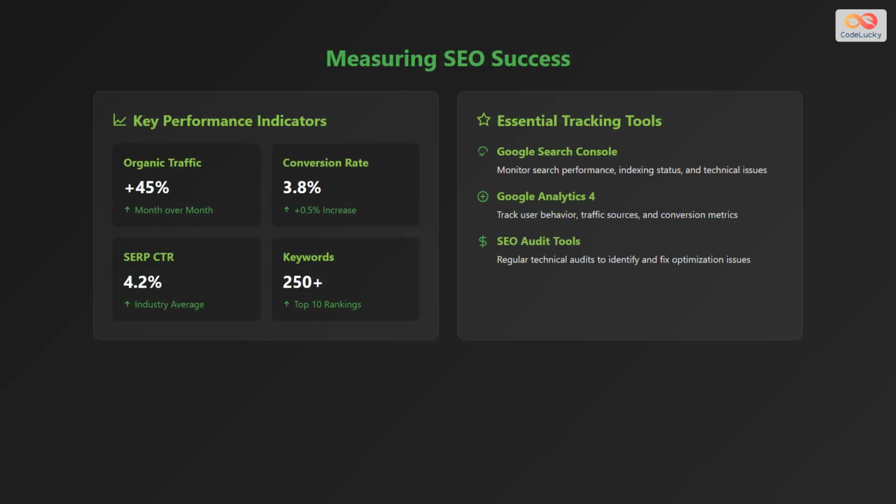Let's see how to measure search engine optimization success. Some of the key performance indicators, or KPIs, are organic traffic, conversion rate, search engine results page click-through rate, and keywords. Some essential tracking tools are Google Search Console to monitor search performance, indexing status and technical issues, Google Analytics 4 to track user behavior, traffic sources and conversion metrics, and search engine optimization audit tools for regular technical audits to identify and fix optimization issues.